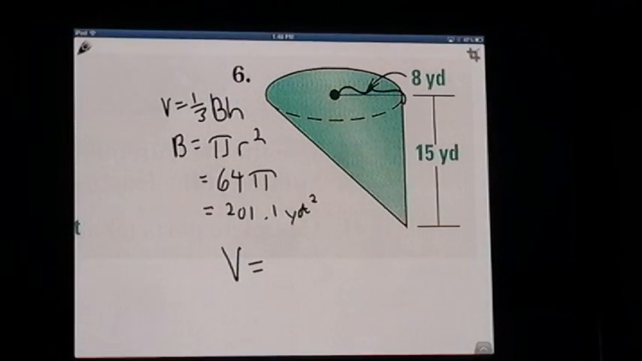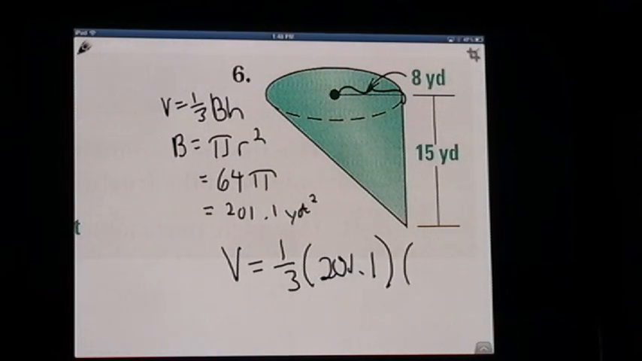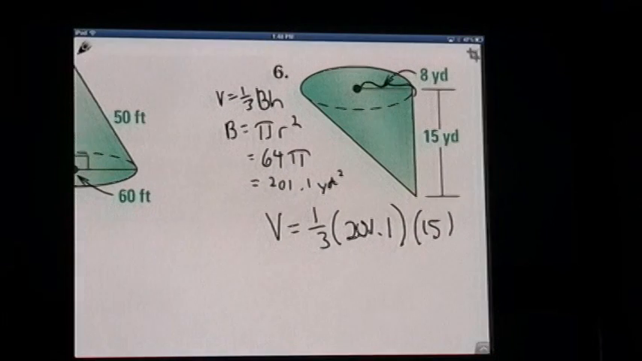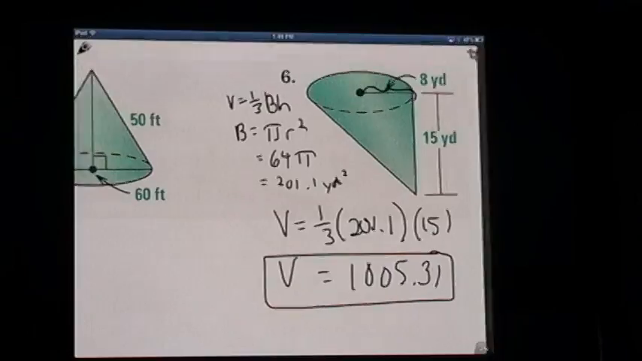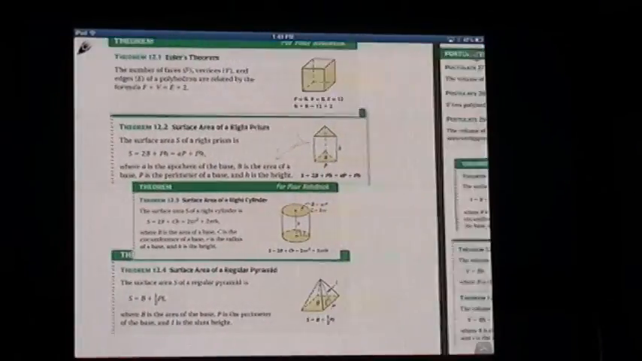The volume is going to be equal to 1/3 the 201.1 times the height, which is 15. So multiply times 15 and then divide by 3 and you get volume equals 1005.31. There's 0.9 that rounds to 3.1. Show all your work. Makes it easier for me to give you partial credit.